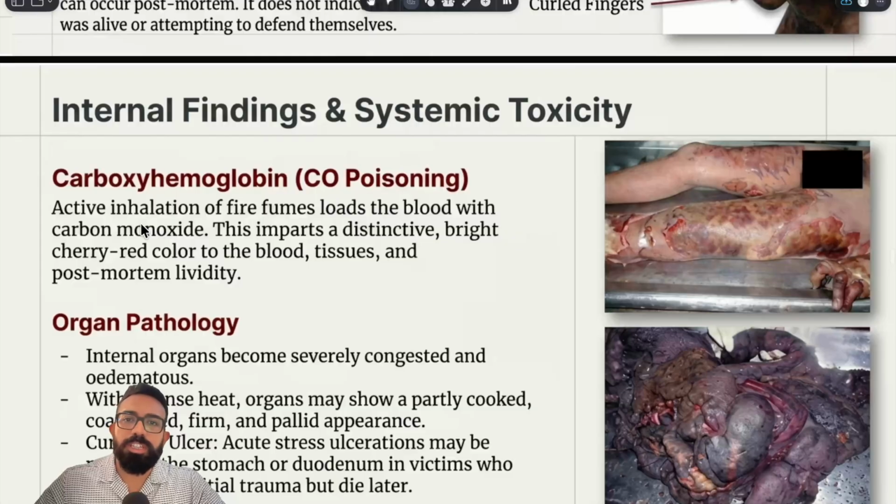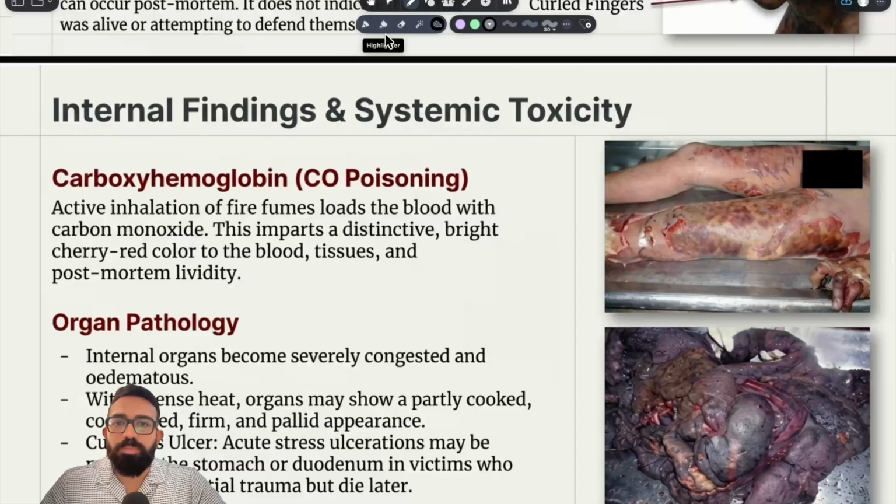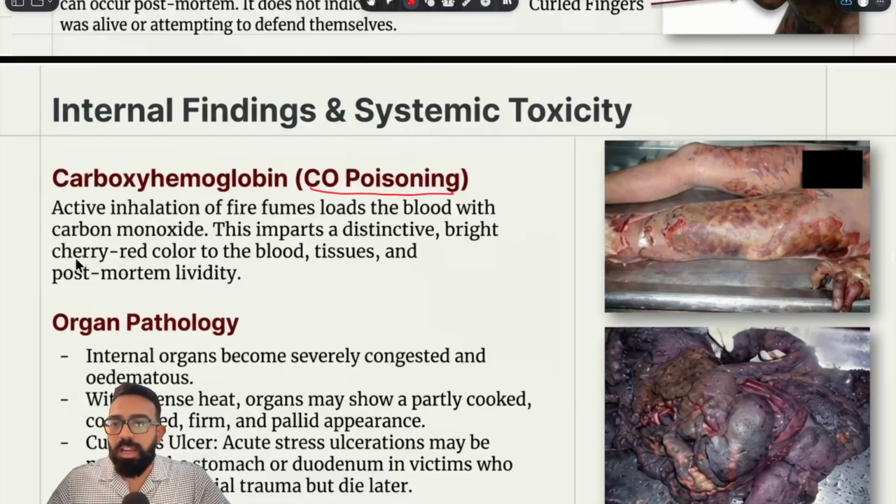Now we'll come to the internal findings during autopsy. What are the internal findings that we see in cases of burns? First of all, carbon monoxide poisoning is a feature of burns and we will deal with it separately at the end. But right now, let me tell you that carboxyhemoglobin causes cherry red color of the blood and tissues, and it causes the very famous cherry red lividity. This has been asked, I think, a minimum of 5 to 10 times in NEET-PG.